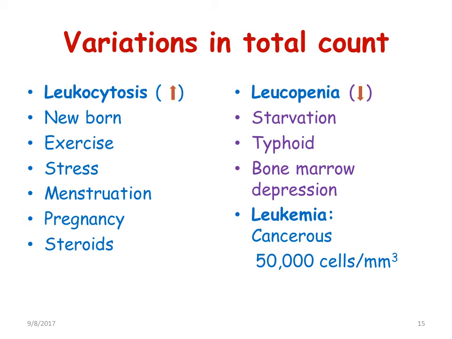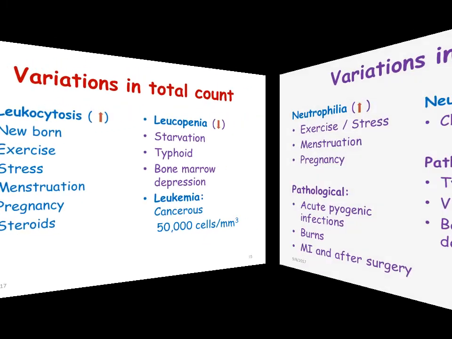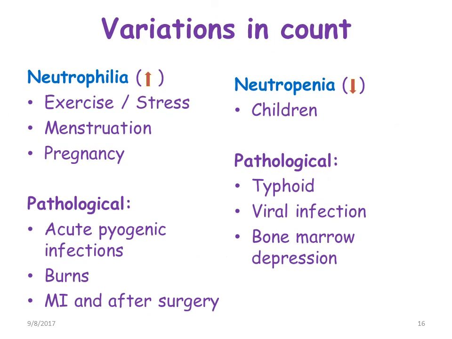Now this is a different condition where the cell count will go above 50,000 cells per cubic millimeter of blood. And let us look at the cell counts individually now. Neutrophilia is an increase in neutrophil count. Neutropenia is a decrease in the neutrophil count.